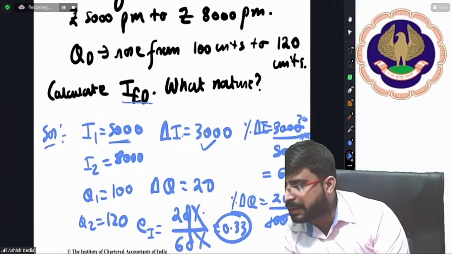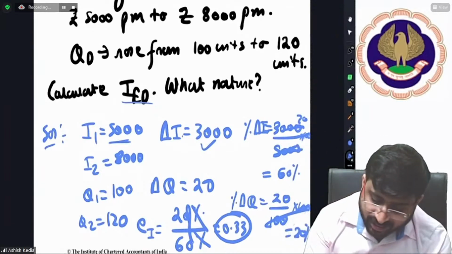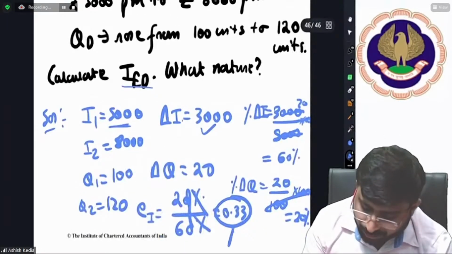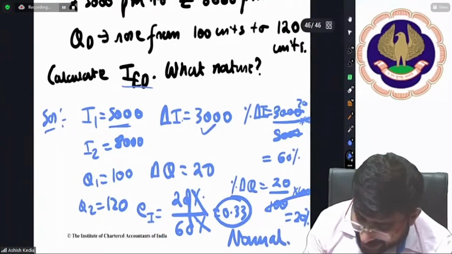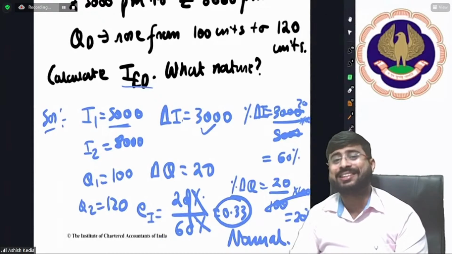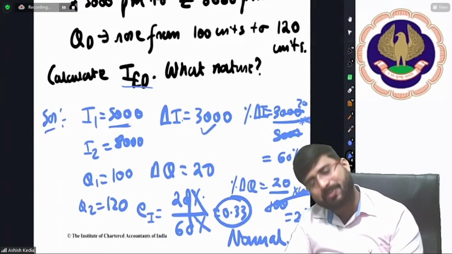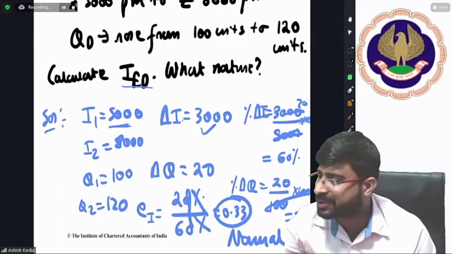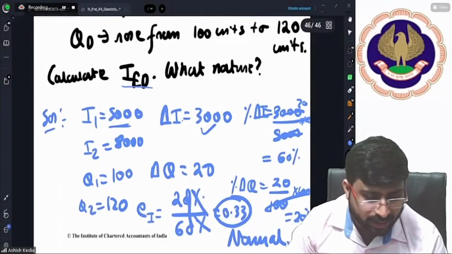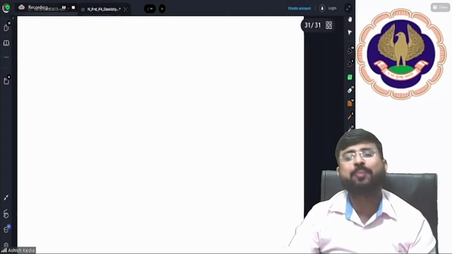Income elasticity of demand. Number one. And yes, since it is positive, the commodity must be a normal commodity. That's right. What must the commodity be? It must be a normal commodity.